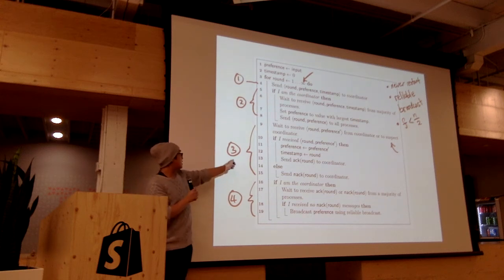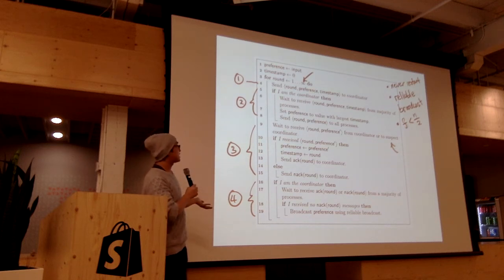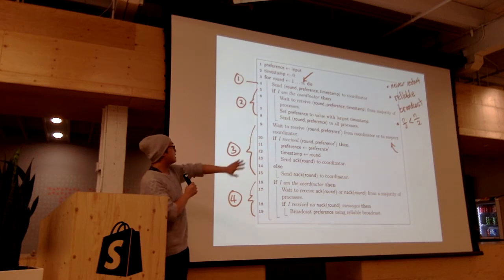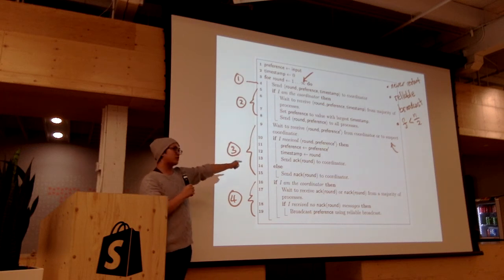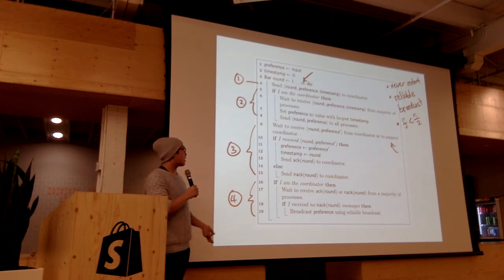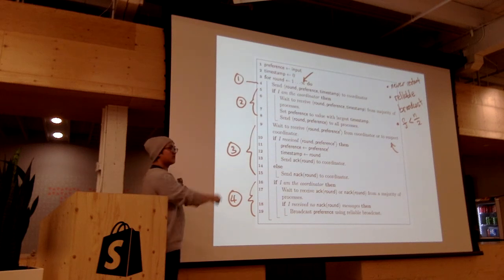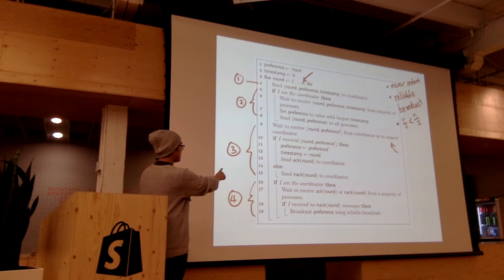The processes are in part 3. They just wait to receive a round and preference prime message from the coordinator, or they suspect the coordinator has crashed. That's where the failure detector comes in. If they received something from the coordinator, then they change their preference to the one they received. They change their timestamp to the round, and then they send an ack of that round to the coordinator. If they never receive anything, or they suspect the coordinator has crashed, they send a NACK to the coordinator. Why would you send a NACK if you think the coordinator's crashed? This is so that it never gets stuck in the phase. I'll get to that in a second.